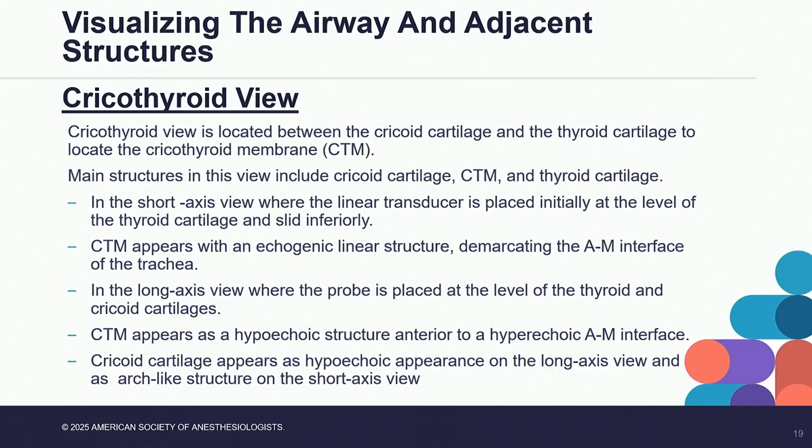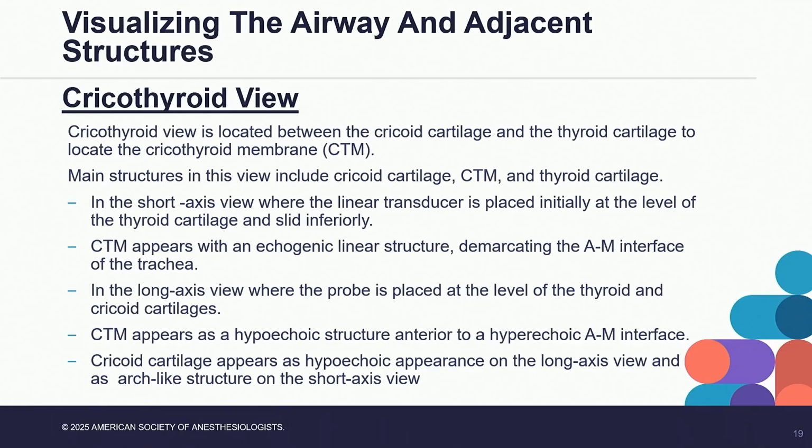How about the cricothyroid view? The cricothyroid view is very important to visualize the cricothyroid membrane, and this is very important for cricothyroidotomy. The main structures in this view include cricoid cartilage, cricothyroid membrane, thyroid cartilage. In the short axis view, the linear transducer is placed initially at the level of the thyroid cartilage and slid inferiorly. The cricothyroid membrane appears as an echogenic linear structure demarcating the air mucosal interface of the trachea.